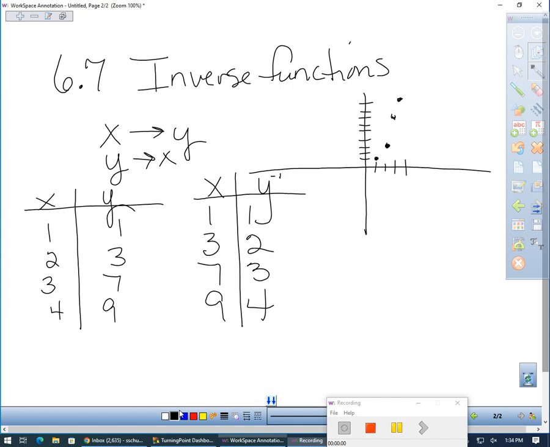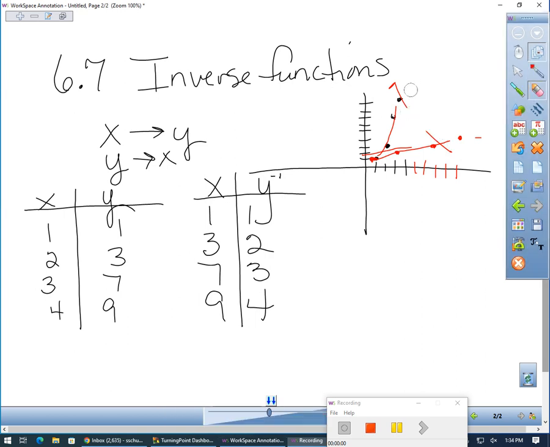Now if we go ahead and plot the inverse, there we go. We have a point at 1, 1. We have a point at 3, 2. We have a point at 7, 3. And we have a point at 9 and 4. So it's the curve going this direction compared to the one that was going this direction. Okay? So that's the basics behind doing an inverse.